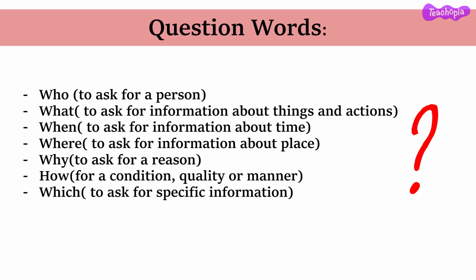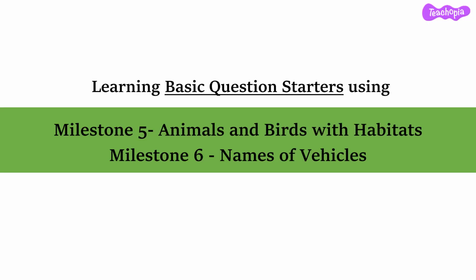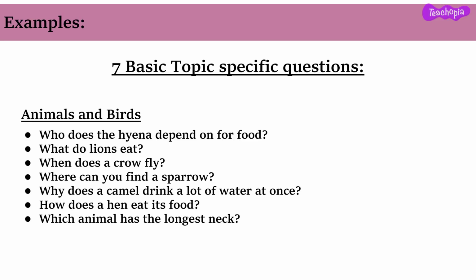We use the question word why to ask for a reason, and the question word how for a condition, quality, or manner. And finally, we use the question word which to ask for specific information. Now let's see how we can use these question words to build basic question starters using milestone 5, animals and birds with habitats, and milestone 6, names of vehicles. For animals and birds, we'll see what are the questions that you can come up with.